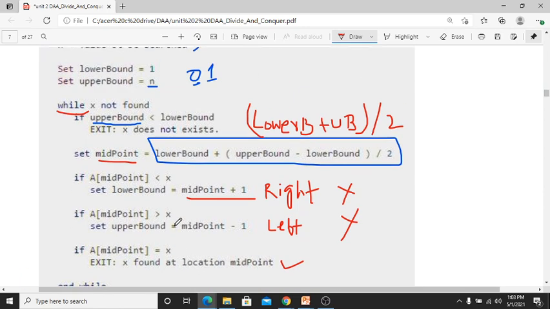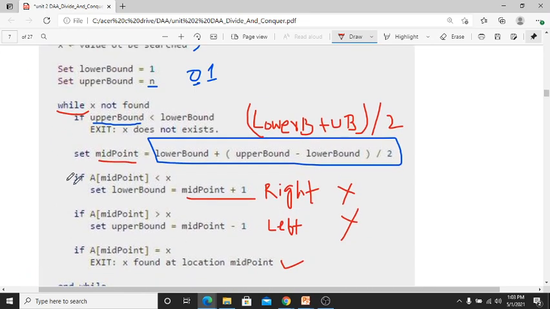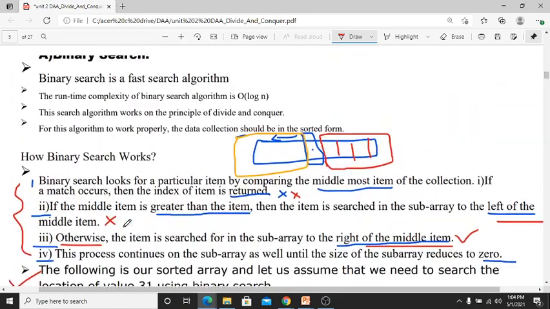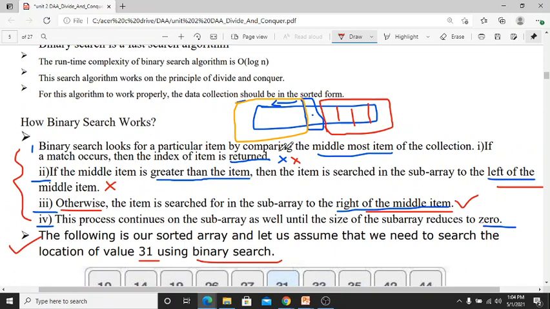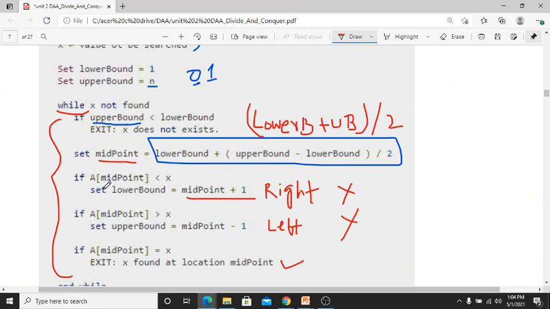So this is a simple way to write the binary search. The main important part is only this. Whatever we have discussed above, binary search: equal, greater than, less than, and repeat the step again and again. The same thing we are writing in the programming. First we find the midpoint, the mid value, then after that we are checking less than, greater than, and equal.